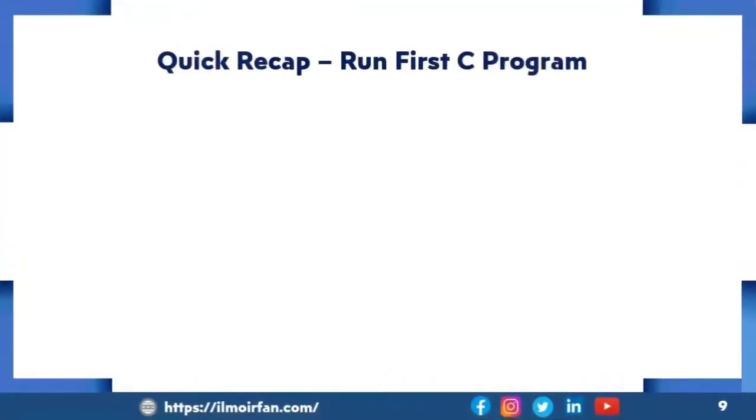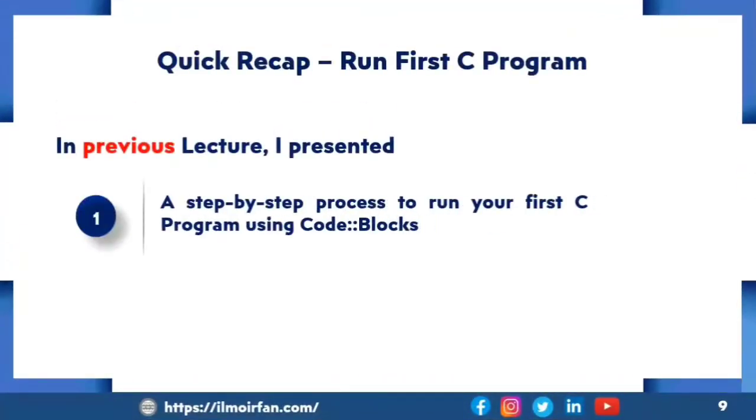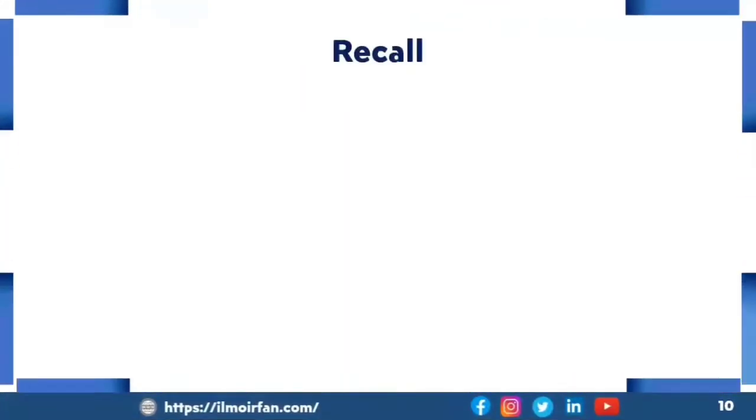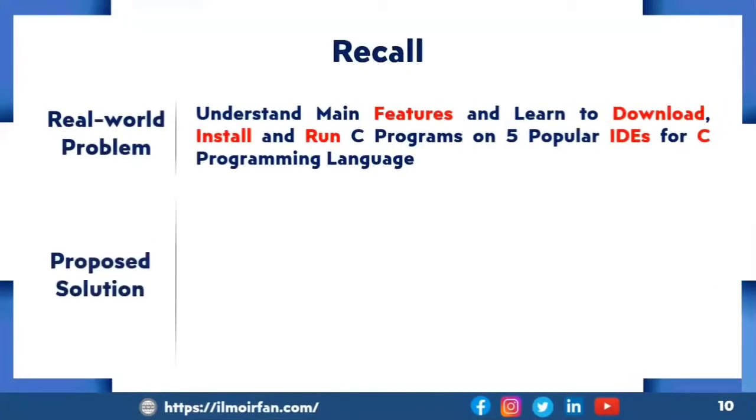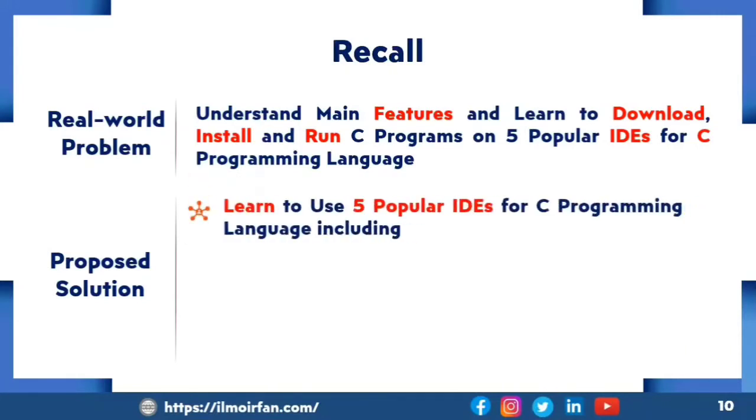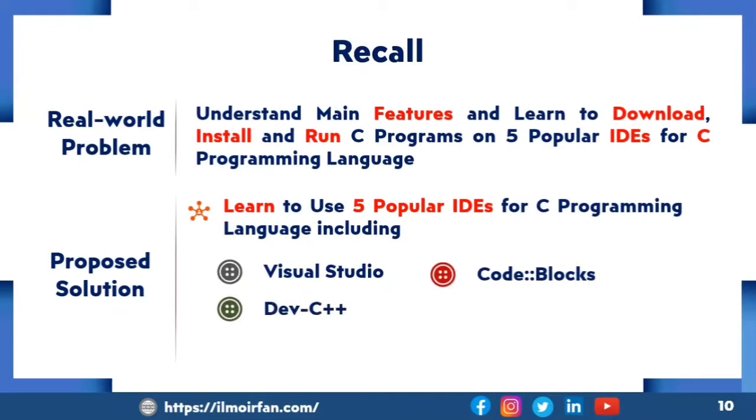In the previous lecture, I presented a step-by-step process to run your first C program using Code Blocks. Recall that the real-world problem of this course is to understand main features and learn to download, install, and run C programs on 5 popular IDEs for C programming language. And the proposed solution is to learn to use 5 popular IDEs for C programming language, including Visual Studio, CodeBlocks, Dev C++, CodeLite, and CLion.